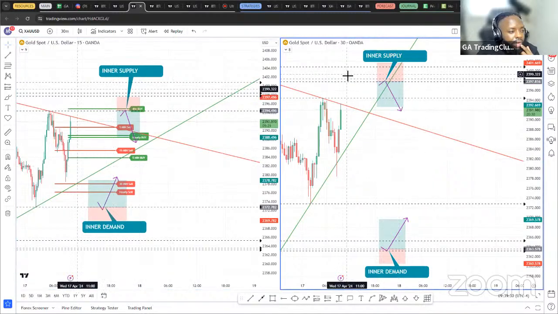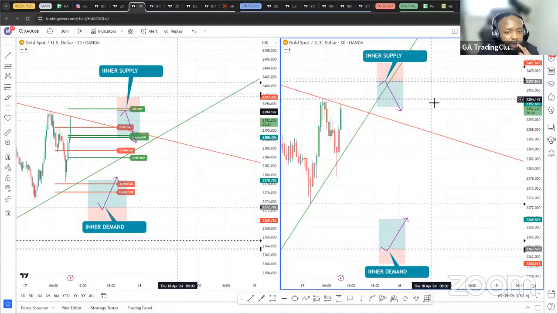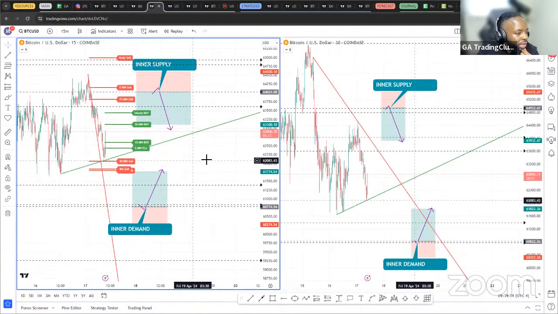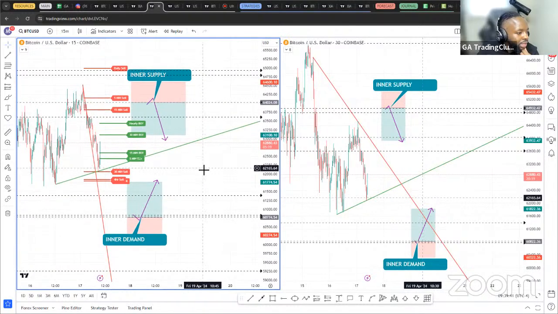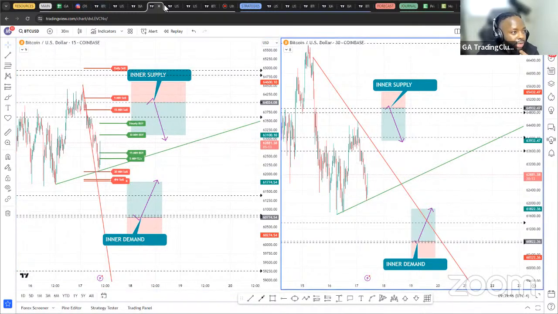We have this 30-minute entry on gold as well. Maybe we'll get this 30-minute entry after 9:45 a.m. BTC price is pretty much far away from the 15-minute levels and also far away from the 30-minute levels.